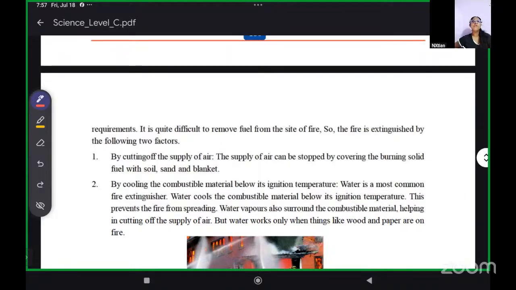If we can cut the fuel out, ma'am, then it can be done. If we switch the entire electricity off in the entire building, we will cut the fuel out, right, ma'am? If it is a grease fire and we can switch off the electricity, it's going to help the fire not spread. But still, not fully, not completely.